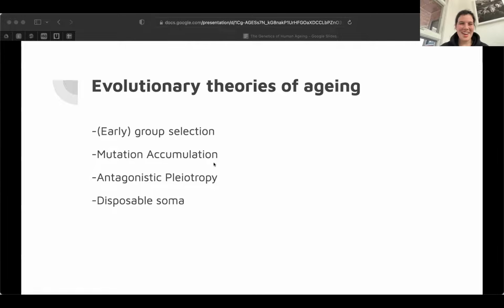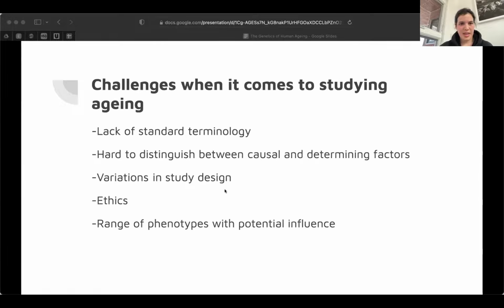But yeah, so this disposable soma theory will have interesting future applications as that contemporary environment period extends. And finally, something to consider when doing these studies on aging is that there's a current lack of standard terminology. It's hard to distinguish between the causal and determining factors, and there are variations in study design to a point that results almost aren't comparable and can't necessarily build off of each other.